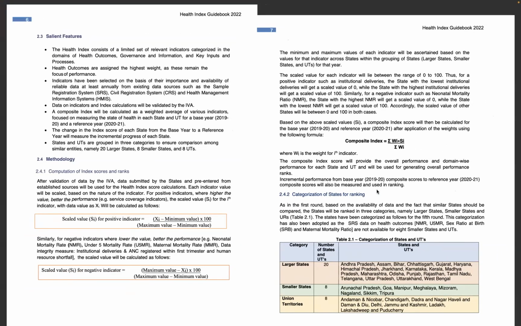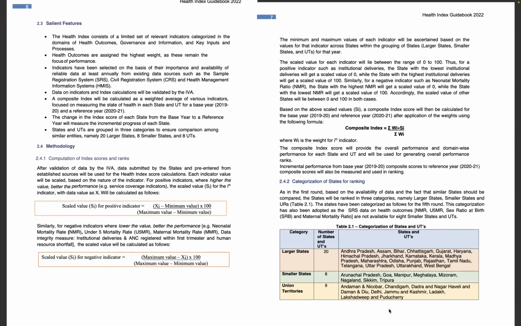If you see here, 20 states were coming under large states. We have 8 states in smaller, that is Arunachal Pradesh, Goa, Manipur, Meghalaya, Mizoram, Nagaland, Sikkim, Tripura. So northeastern states plus Goa. Goa only is a non northeastern state. Rest all are northeast states. And the UTs are Andaman and Nicobar, Chandigarh, Dadra and Nagar Haveli, Delhi, J&K, Ladakh, Lakshadweep, and Puducherry. Ladakh is here as a UT, it is a freshman, that is 2022.